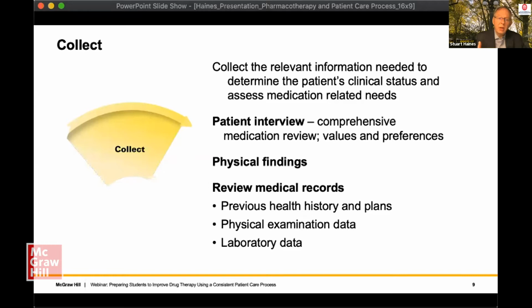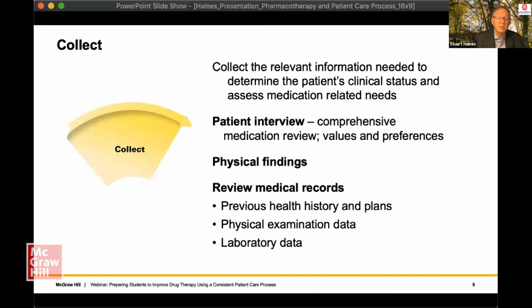The collect step is, we teach all of our students what is the relevant information that's needed to make an assessment about the medication-related needs a patient has. This includes information that's collected directly from the patient. So a patient interview, and we spend a significant amount of time in our curriculum talking about the patient interview process, how to do a comprehensive medication review, how to understand and collect the patient's values and preferences as a part of that. And there's a process known as motivational interviewing, which couples interviewing and collecting this information and uncovering those values and preferences. And of course, there are some physical findings that either the pharmacist collects or other members of the team collects that are important to understand the patient's response to therapy.